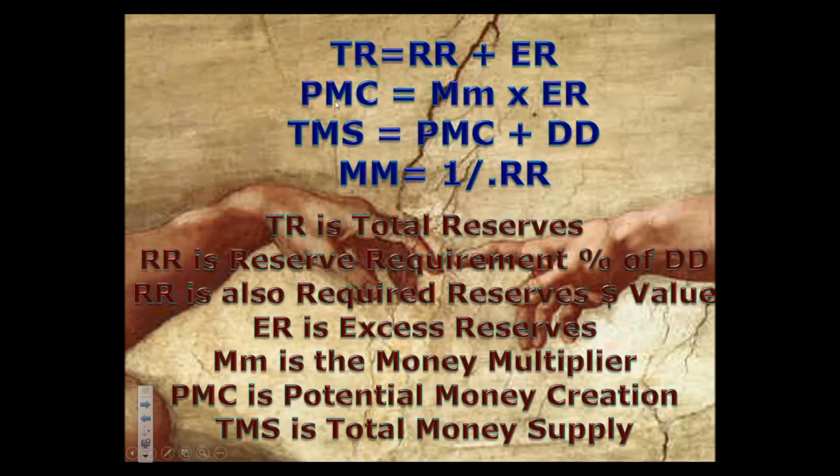PMC stands for potential money creation, and it's found by taking what we'll call the money multiplier and multiplying that by the excess reserves. TMS stands for total money supply, and it is found by taking PMC and adding demand deposits, or another way to do this is demand deposits times your money multiplier. The money multiplier is found by taking the number 1 and dividing by RR, which just means the reserve requirement expressed as a decimal. So if the reserve requirement's 10%, that would be 1 divided by 0.10.